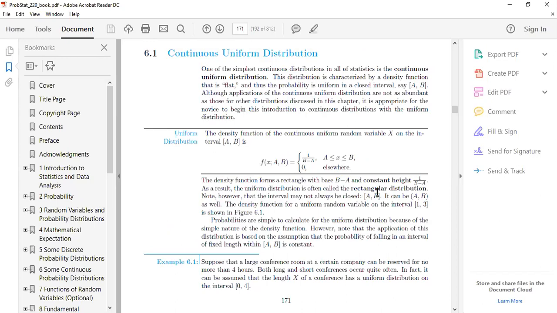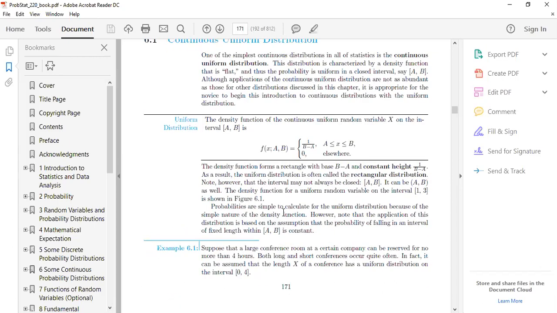It doesn't matter if you take a closed interval or open interval, because for the density function of a uniform random variable between 1 to 3, or an open interval, we are going to count those numbers. You know this thing. However, note that the application of this distribution is based on the assumption that the probability of falling in an interval of fixed length a to b is constant. So whenever we have this type of thing, that is called the uniform distribution.